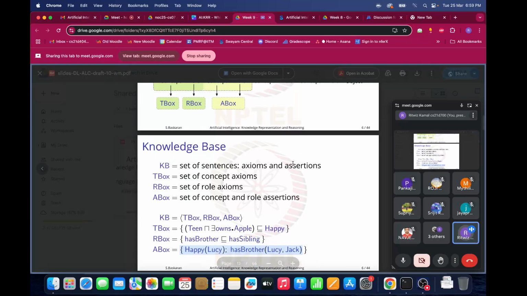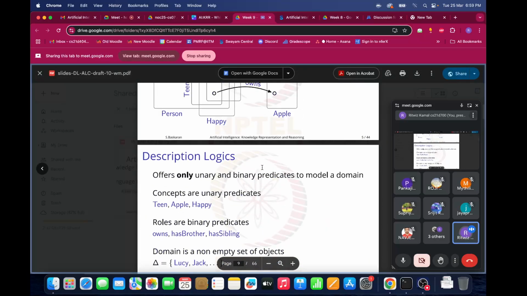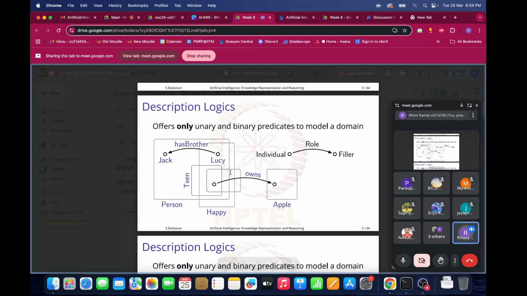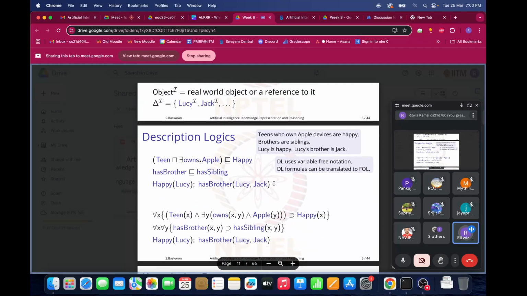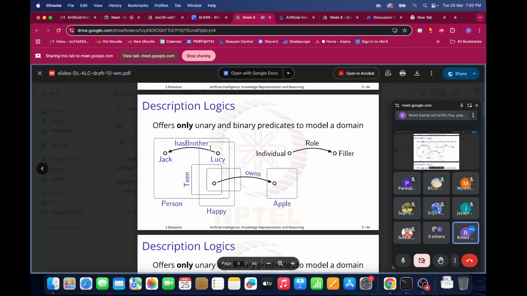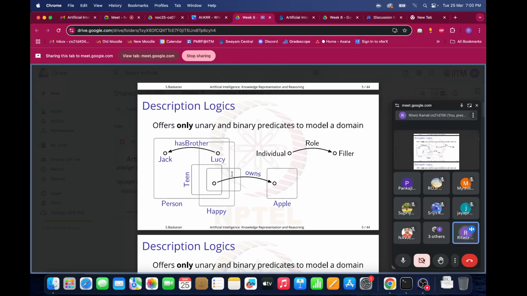Like if we draw the diagram like we just drew, there was a diagram here as well, right? So this basically represents that this big set was a set of all people who are happy, right? And this is a set of all the things that are apples. So this owns operator connects the set of people who are happy to the set of apples. So this conveys the line that people who are owning an apple are basically falling in the set of happy category, right?